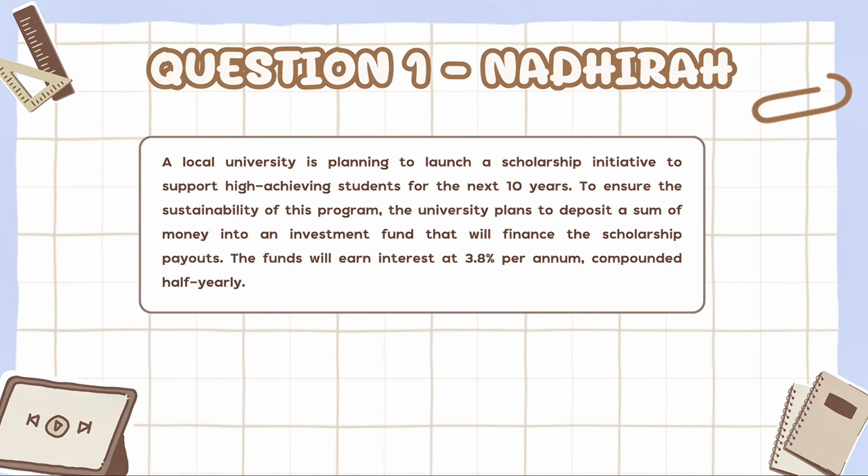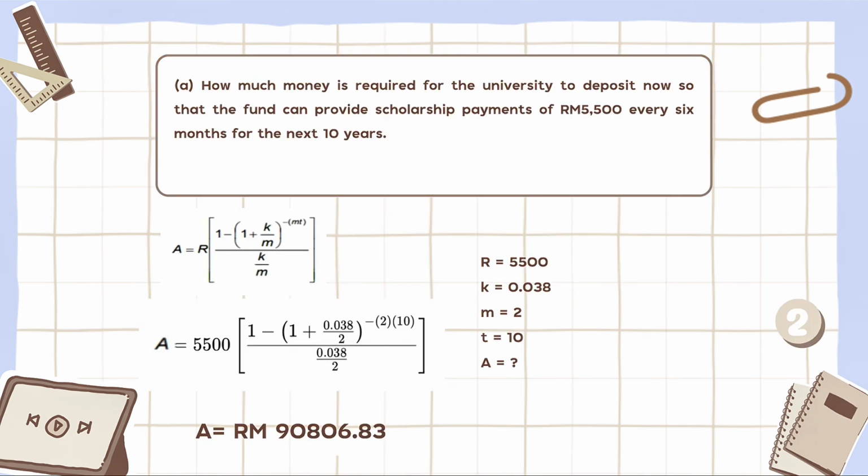From this question, we can see this is from Chapter 4 Annuity. First of all, we must identify all the information from the question. For question A, we have to use A equals R bracket 1 minus bracket 1 plus K divided by M power negative MT, divided by K divided by M. So for this question, the R is 5,500, K is 0.038, M is 2, and T is 10.